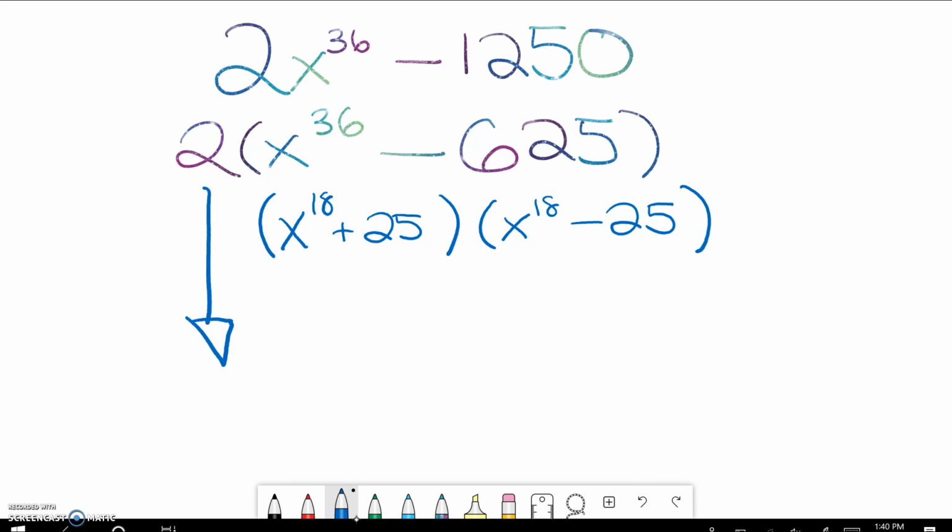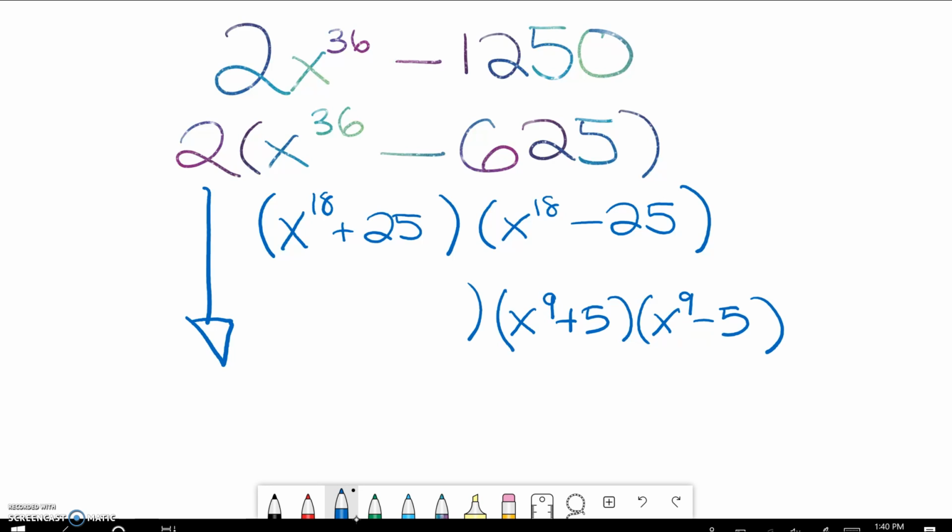Okay, so what do I have here? I have a sum of squares, which is prime. Just this term is prime, right? And then I have another difference of squares. So I'm going to go ahead and factor this one more time. It's x to the 9th plus 5 times x to the 9th minus 5.